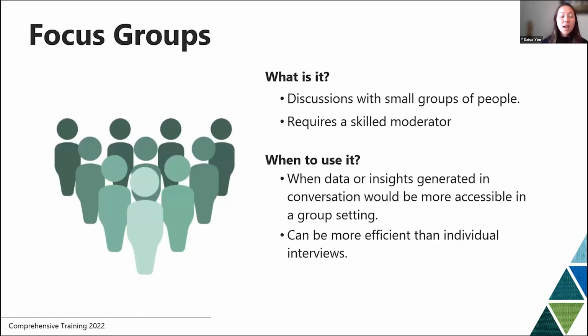Next slide, please. I also saw that many of you have done focus group discussions, so you are probably very familiar with these, but if not, they're discussions with a small group of people. So they're kind of similar to the interview, but with more of a group of people rather than an individual. They do require a skilled moderator. And so that is one of the challenges of working with focus groups. When to use them: when data or insights generated in a conversation would be more accessible in a group setting. And they can be more efficient than individual interviews because you're able to talk to many people at once. And they can also be useful when people are able to feed off of each other in this kind of group setting. So they can be really great for that.